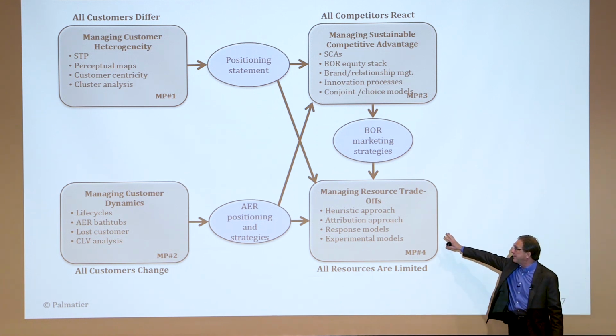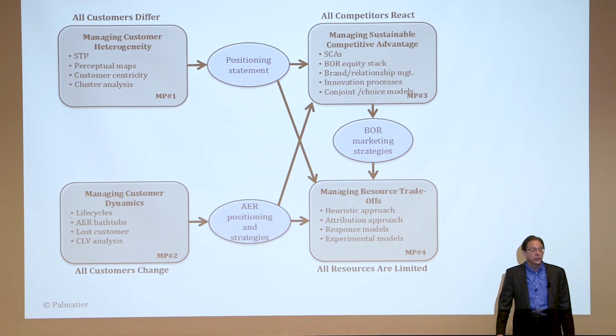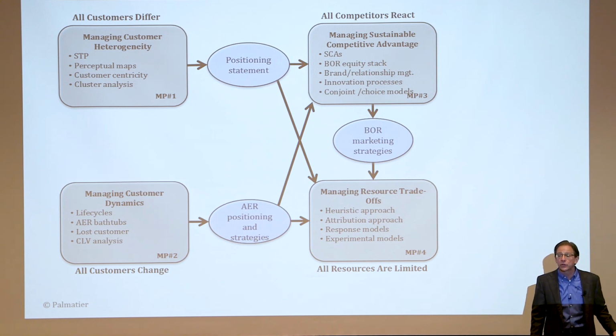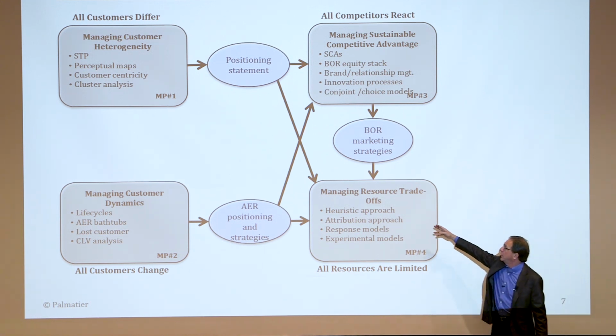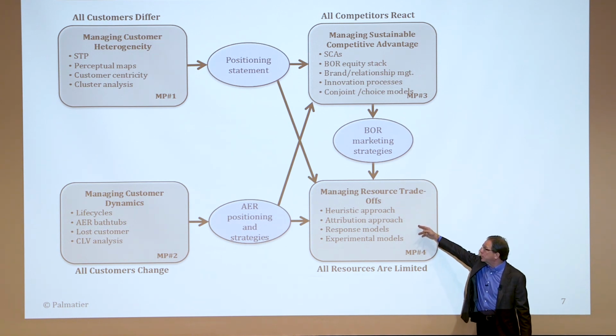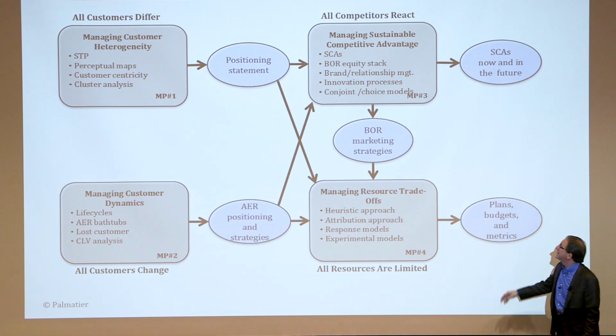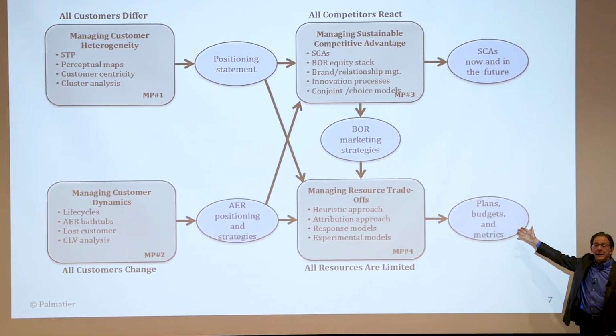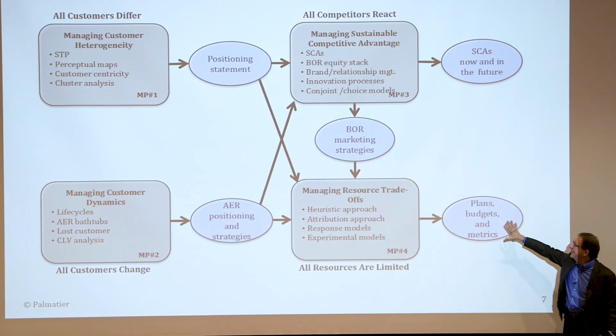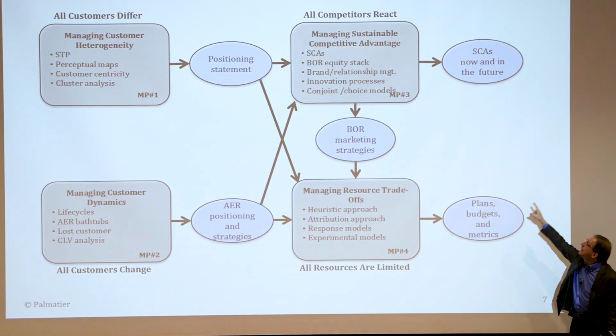That all goes into market principle 4, the idea that all resources are limited and I have to manage resource trade-offs. So how do I manage resource trade-offs? Ideally I use an attribution approach, using response models and experiments. What is the output of this? I get plans and budgets, so I know how I'm going to spend my money. If I have a $100 million marketing budget, this tells me how to do it.